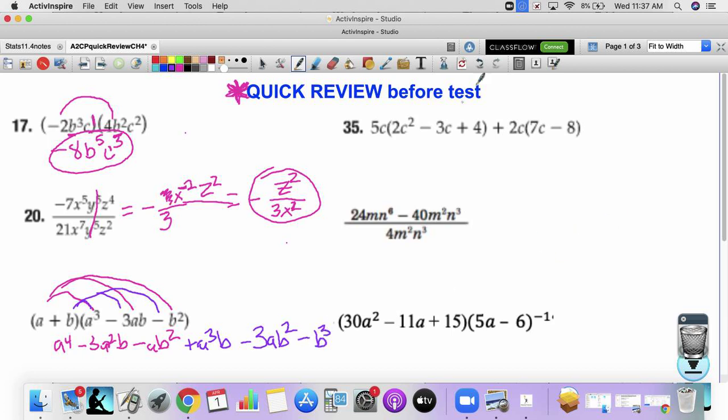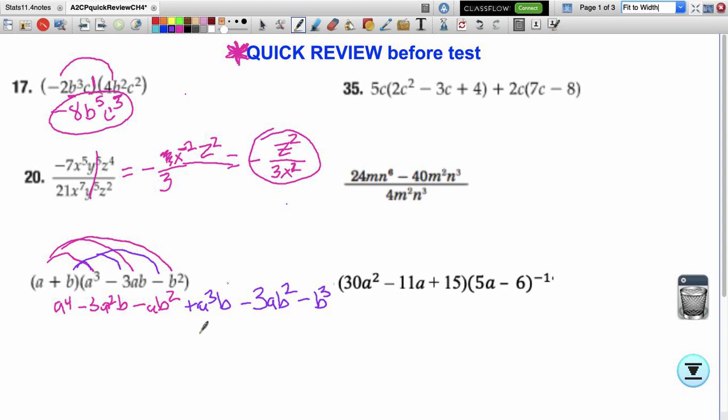Now, if I were to go through and simplify this just a little bit further, I'm just going to combine like terms. I should go from highest to lowest power. So I'm going to start with my a to the fourth. Then I have minus b to the third. So I could put that. I could also put plus a to the third b. It doesn't matter.